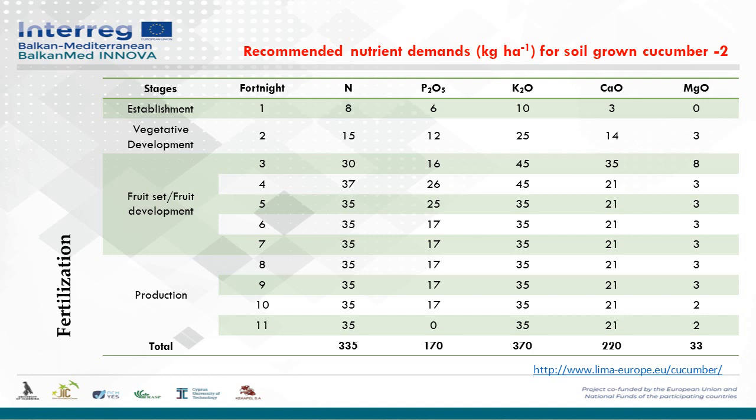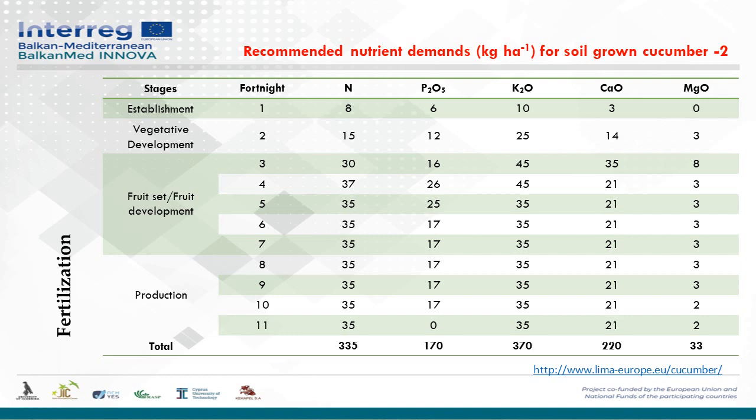Thus, by providing more nitrogen, we are able to provide a faster growth rate of the tomato or cucumber plants, and consequently a larger number of fruit is expected to be set and to be harvested. There is less demand for phosphorus. It's about 170 kilograms per hectare, and even less.